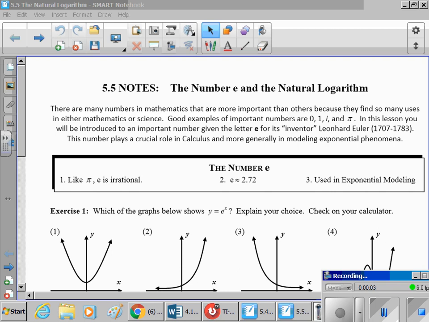Okay, so welcome back to Algebra 2. Today's lesson is the number e and the natural logarithm.